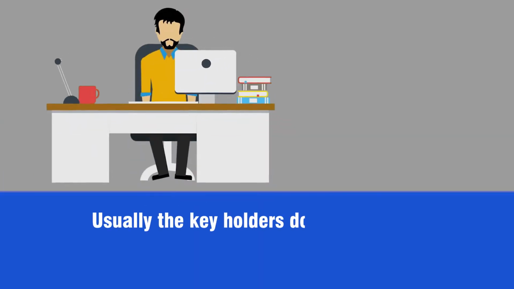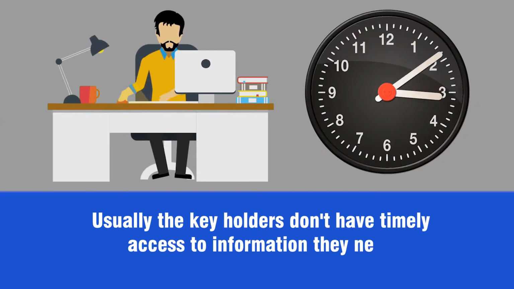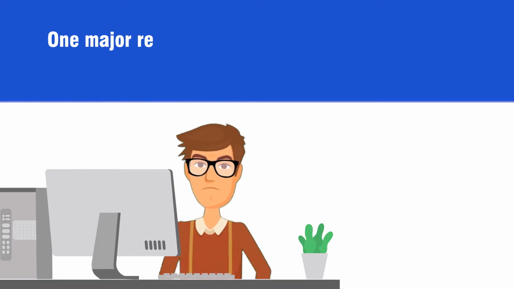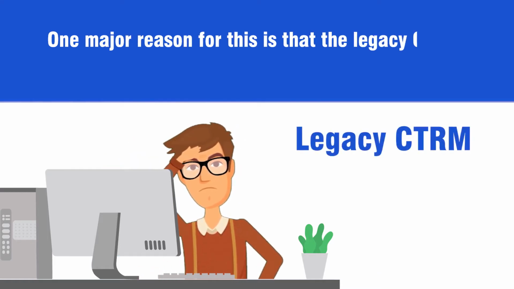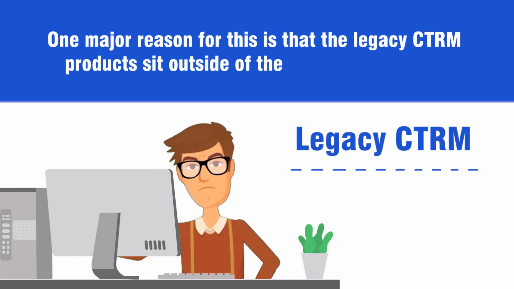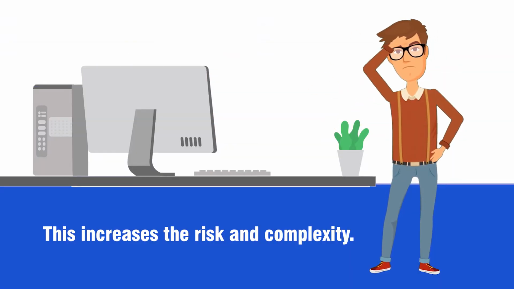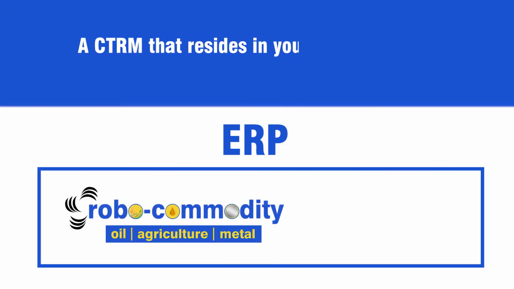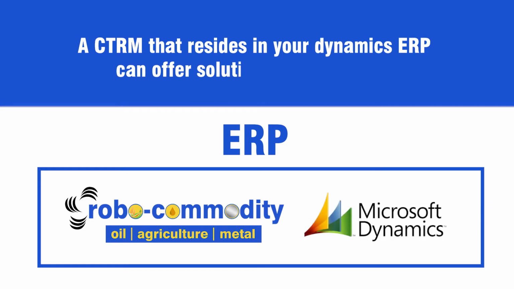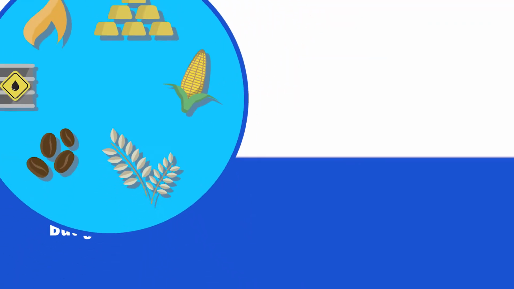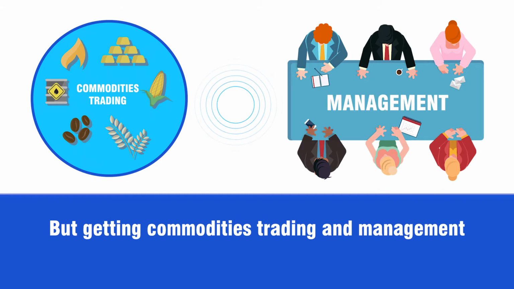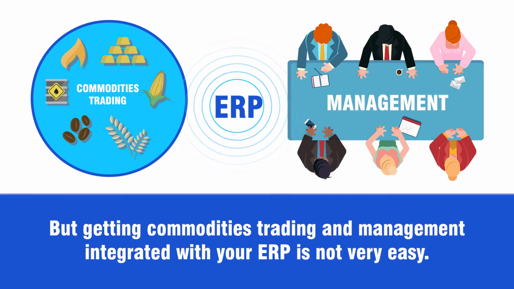Usually the key holders don't have timely access to the information they need. One major reason for this is that the legacy CTRM products sit outside of the enterprise and ERP. This increases the risk and complexity. A CTRM that resides in your Dynamics ERP can offer solutions to this problem. But getting commodities trading and management integrated with your ERP is not very easy.